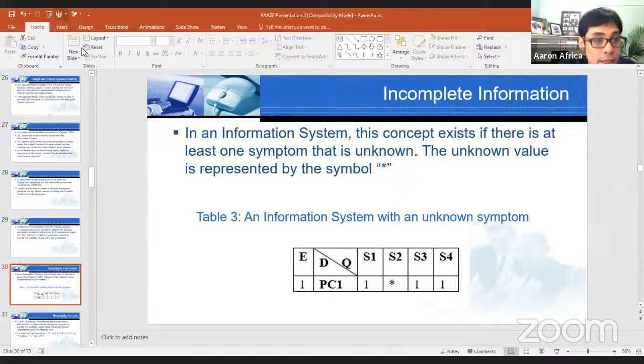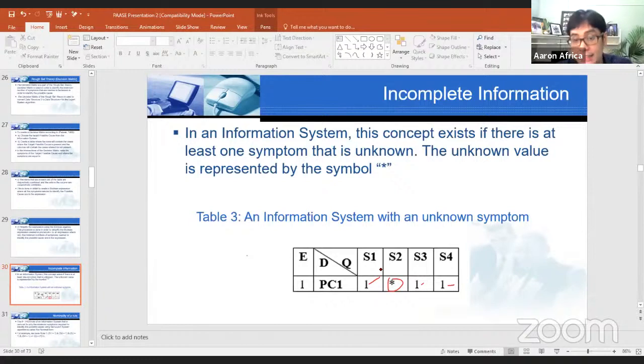In table 3, usually, we have an information system with an unknown symptom. E equals 1, this is the number, this is the possible cause, and Q is the symptoms. In here, for the possible cause, we know that the value of S1 is 1. The value of S3 is 1. The value of S4 is 1. The problem is S2. We do not know the value of S2. We don't know if PC1 will be 1 if the value of S2 is 1 or 0.